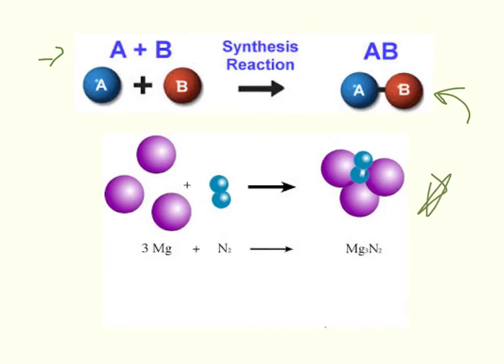Now, if you look at the second diagram, this is an actual chemical equation. Here we have three magnesium atoms. Okay, so here's our magnesium. And if we combine that with one molecule of nitrogen, you see the reactants right here, they will combine to produce a much larger molecule, a compound of magnesium nitride. So they're all chemically bonded to each other and they produce this larger structure. So this is an example of a synthesis reaction.